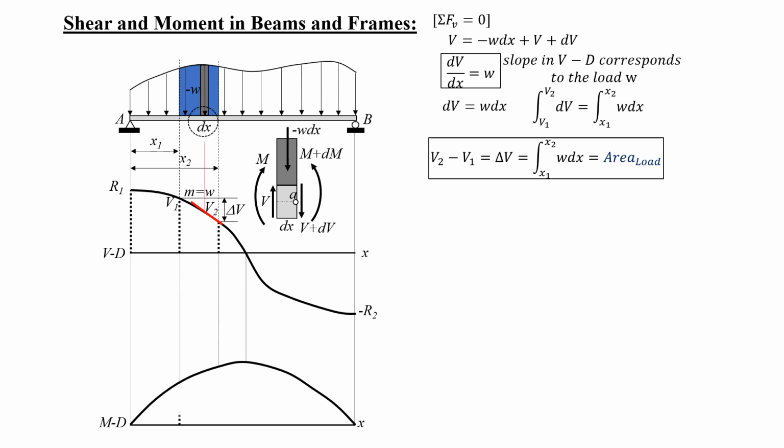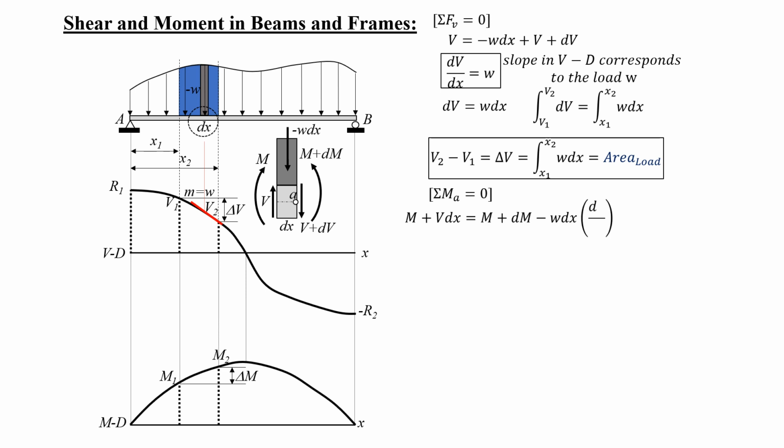So likewise, if we extend further, this is M1 and M2. So that's M1, that's M2. The difference, M2 minus M1, is delta M. And we sum up moments about A equals 0 of this infinitesimal segment of the beam.